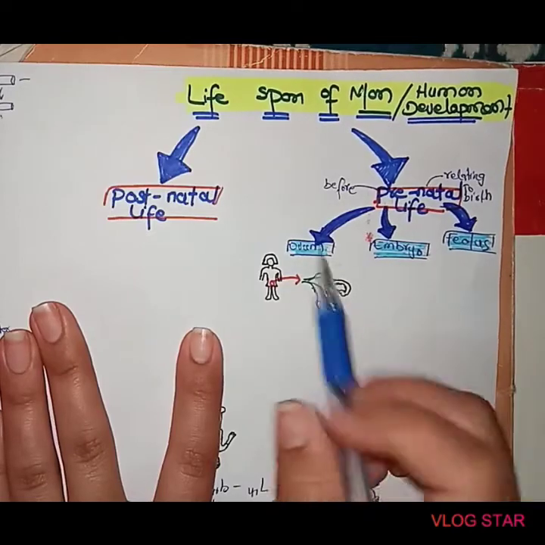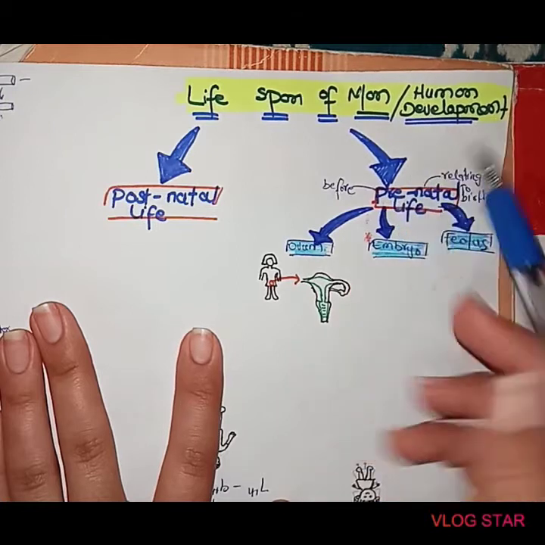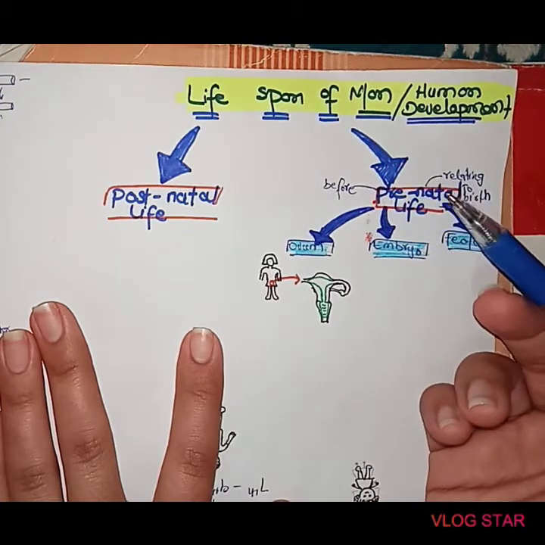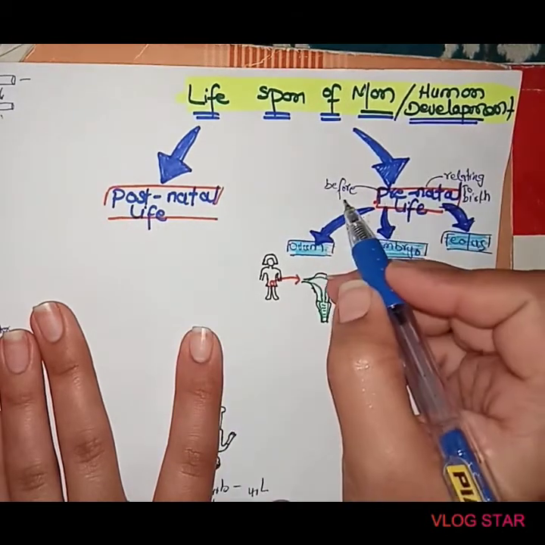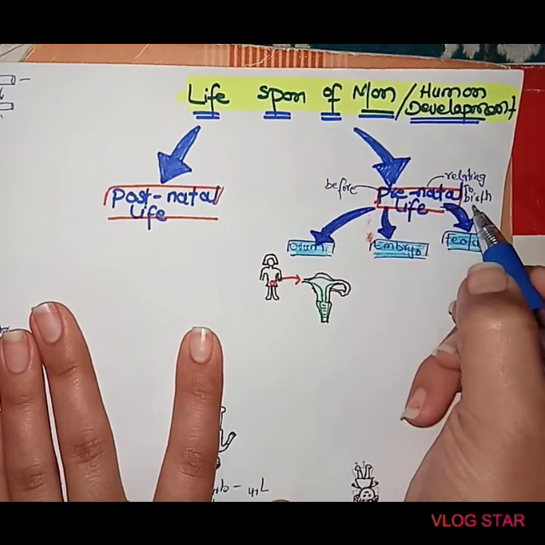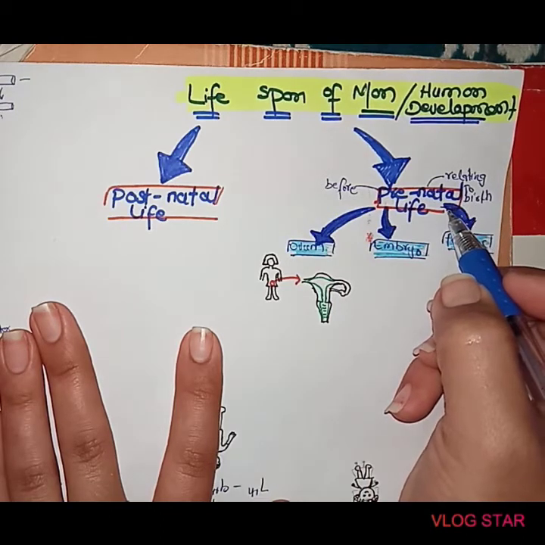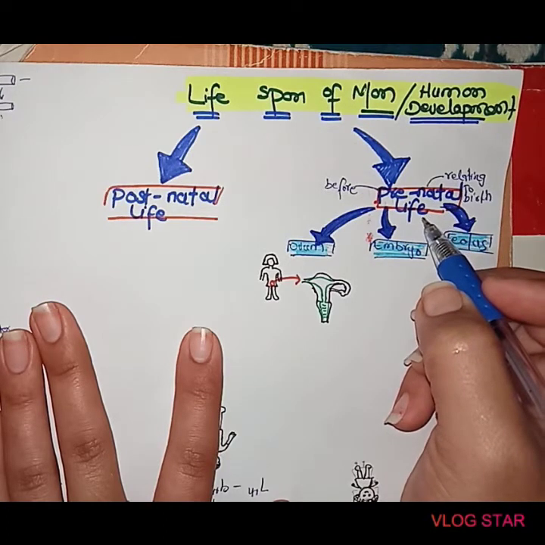Hello guys, today we will discuss the lifespan of man. This is also called human development. We divide the lifespan of man into two broad categories: the prenatal life and the postnatal life. Pre meaning before and natal meaning relating to birth. So these are the developmental changes that occur before birth, in the uterus of the mother.